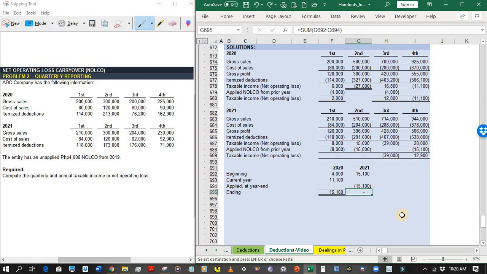Again, always remember that the NOLCO is only updated on an annual basis. Which means that the NOLCO will only increase by the net operating loss computed at the fourth quarter. And the NOLCO that is to be applied is the NOLCO applied at the end of the fourth quarter.